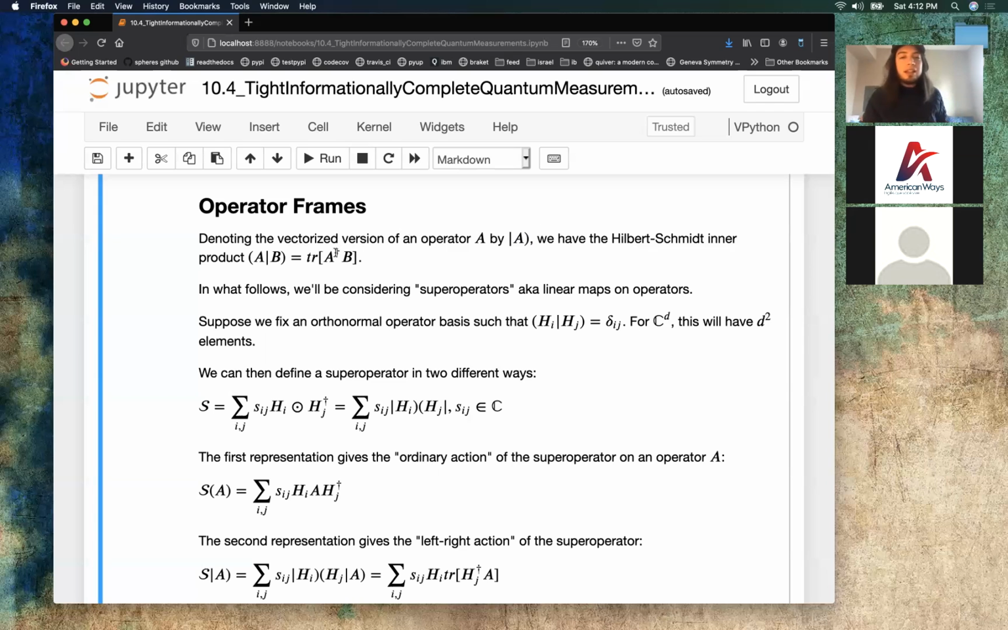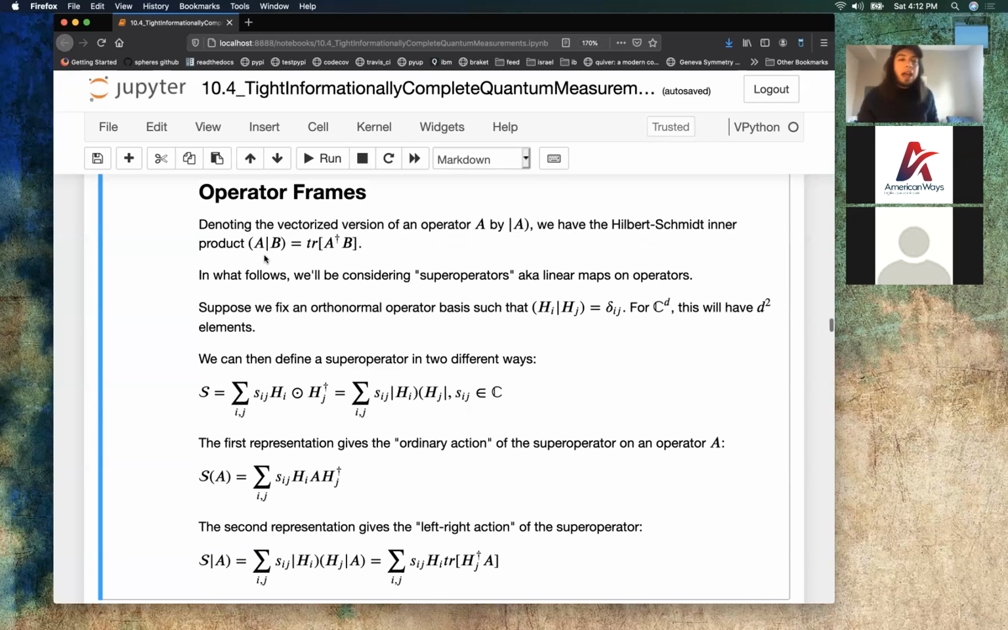And the Hilbert-Schmidt inner product on the matrices, which is the trace of A dagger B, is just the normal bracket between the vectorized versions of the operators. And why do we want to do this? Well, there are lots of interesting reasons, but one is that it allows us to play around with superoperators in an elegant way. So what's a superoperator? Nothing to do with supersymmetry or anything. Superoperators are just linear maps on not states, but operators.